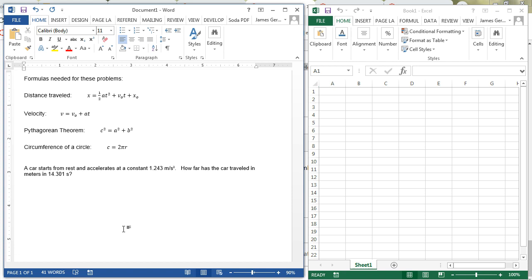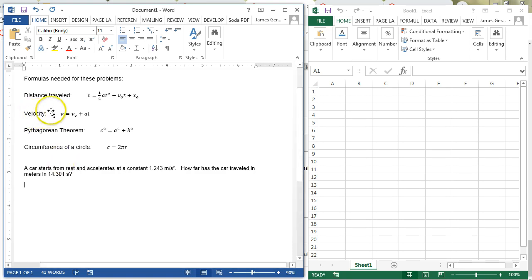We have our formulas. The distance traveled, x, is 1/2 at squared. That's 1/2 of the acceleration times time squared, plus v naught t. V naught is the initial velocity in the x direction. T is the time again. We'll talk later in 2 dimensions that v naught x is the initial velocity in the x direction, and v naught y is the initial velocity in the y direction. Here we're only talking about one direction, so we just say v naught. And the last term is x naught, which is your initial x position, which, unless we say otherwise, we can take to be 0.